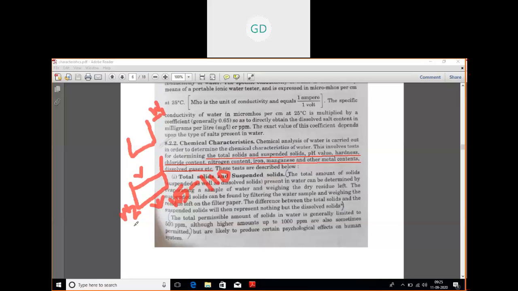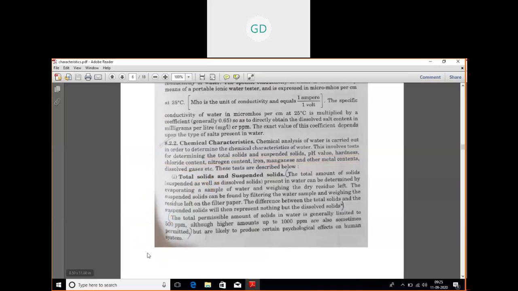So what will happen in the next step? The water will evaporate, isn't it? And some residues will be left at the bottom. Let me explain. After heating that sample of water, only the residues will be left, and that residue is nothing but your total solids.